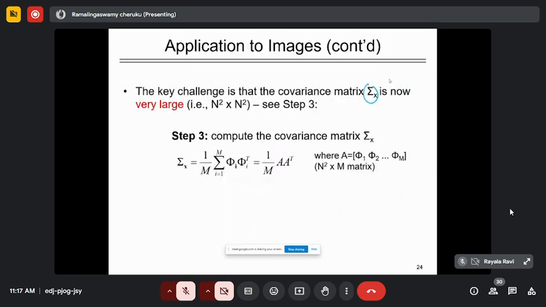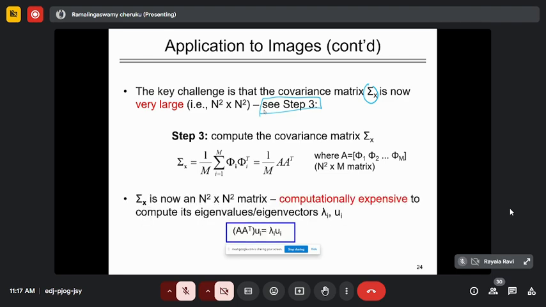So how can we compute? Of course, because the size is very huge, especially when you're talking about high resolution images, it's very difficult to compute. We will see what the remedies for that are. How do we solve it? For the time being, I am computing the covariance matrix, even though it is difficult. Sigma is now an n square cross n square matrix, and the computational expense to compute its eigenvalues and eigenvectors is high.